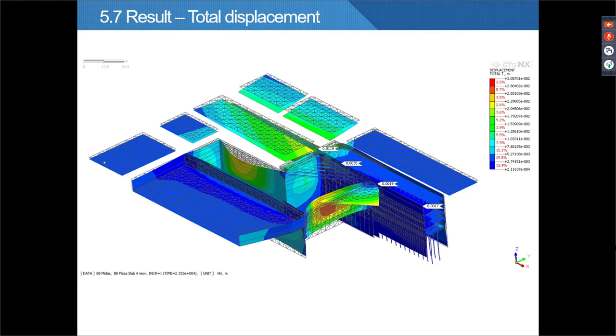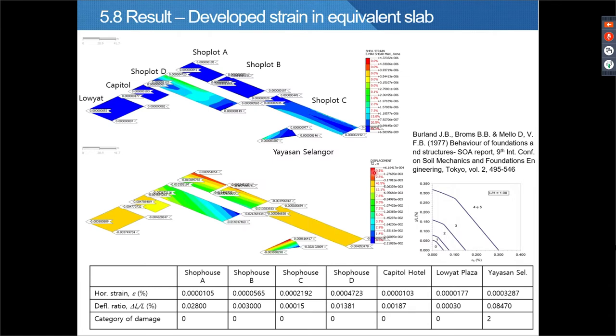This is a total displacement of the model at the end of simulation. The maximum deformation of the MRT structures is less than 15 mm. With that, that complies with the local railway act. From the analysis, you can output the strain of the equivalent slabs, and you also can calculate the deflection ratio. And from Boscardin charts, you can predict the distortion that will happen to the building. And this is the result.